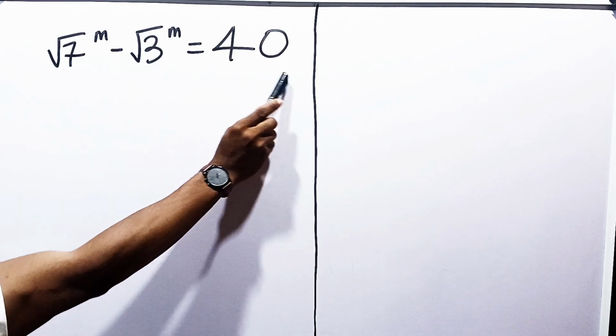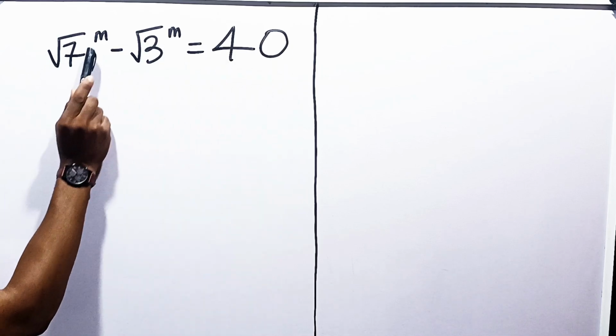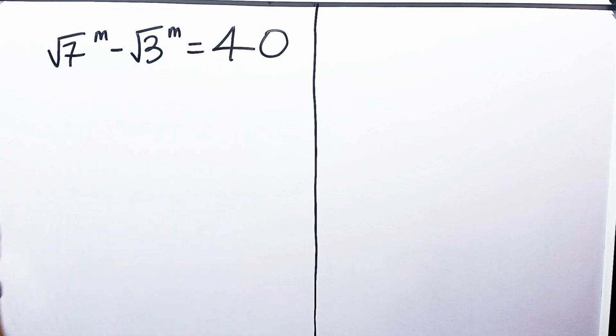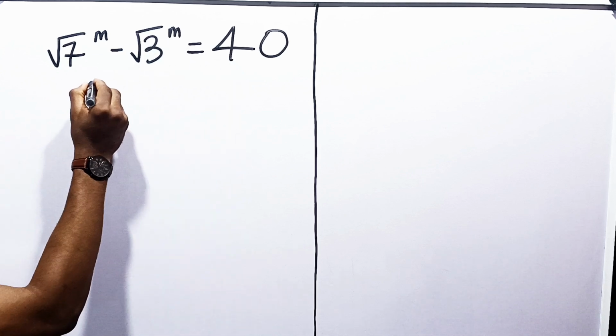Let's solve this question together. It says root of 7 raised to power m minus root of 3 raised to power m is equal to 40. And we're going to solve for the value or values of m.